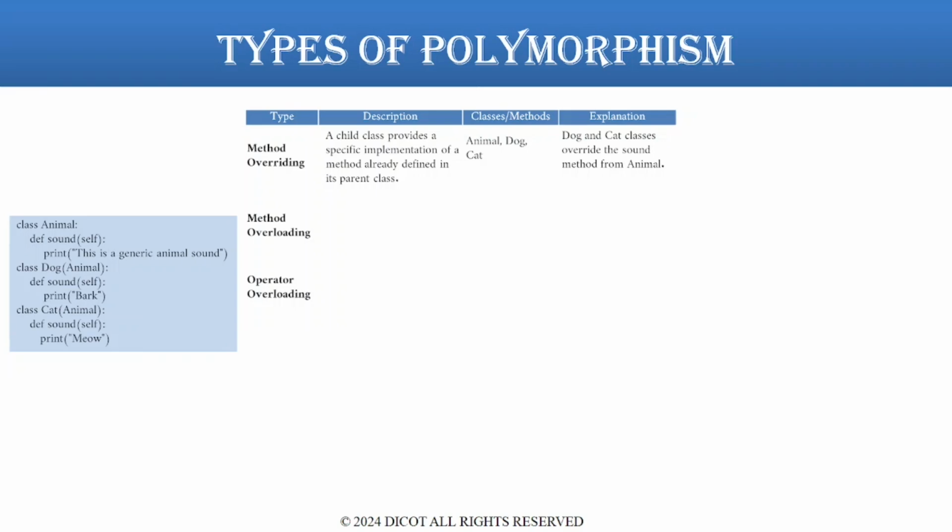Class Dog(Animal), def sound(self): print "Bark". Class Cat(Animal), def sound(self): print "Meow". In this case, the method sound is overridden.